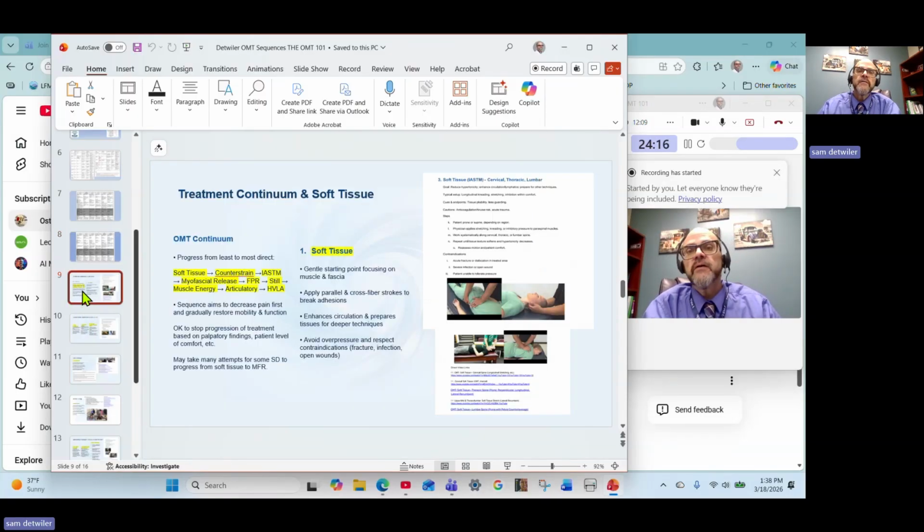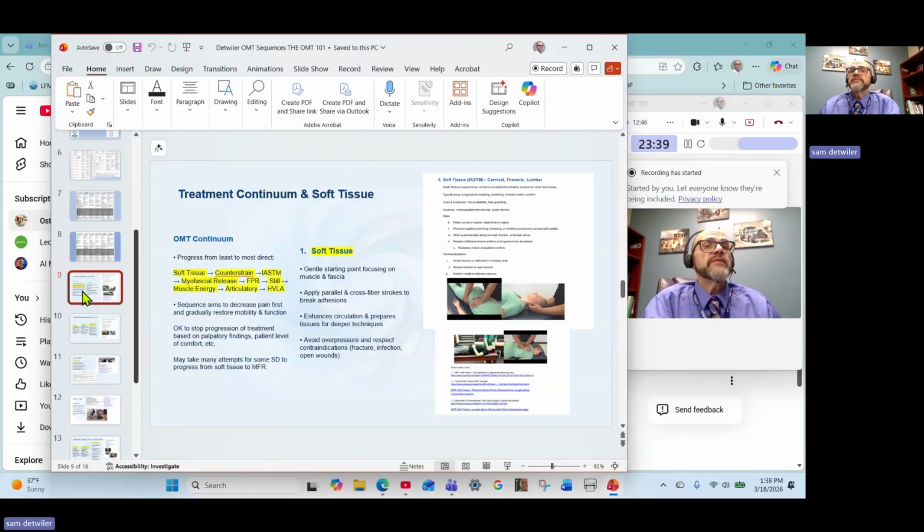Okay, so the OMT continuum is a concept that I've developed over the years. Many others have as well that have done this for quite some time, and that is you always start with the soft tissue counterstrain, instrument-assisted soft tissue manual techniques, and then you advance to the myofascial release, the facilitated positional release, still techniques, muscle energy, articulatory, and then HVLA to patient tolerance, and if you need to correct the somatic dysfunction. So we're going to look at these one at a time.